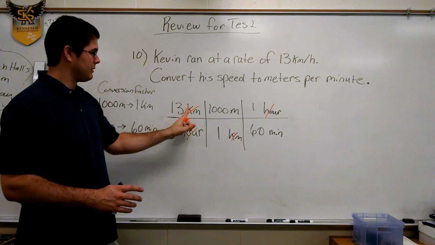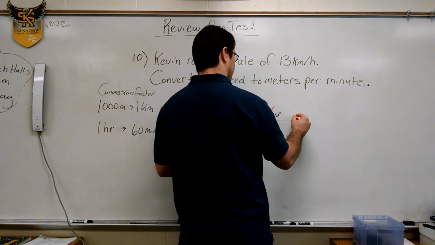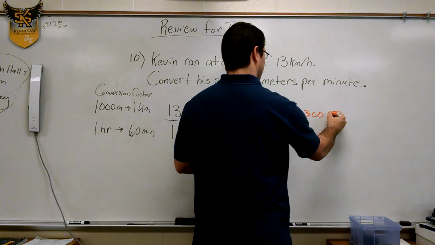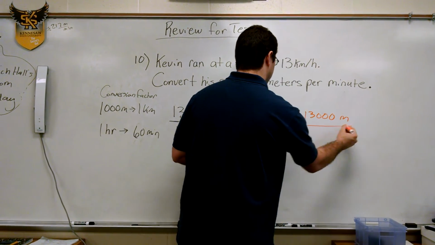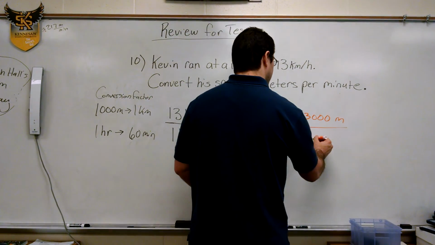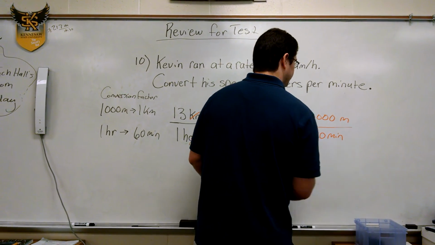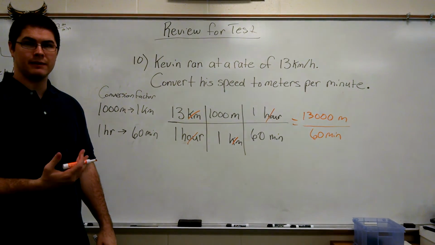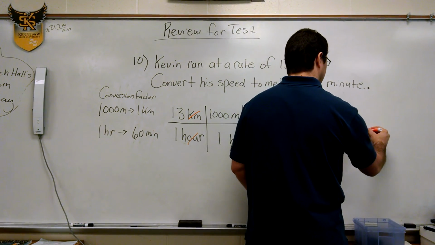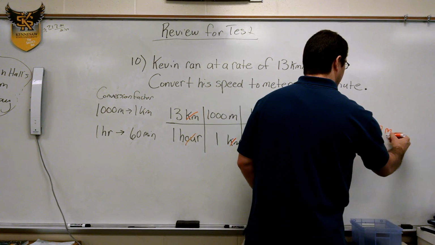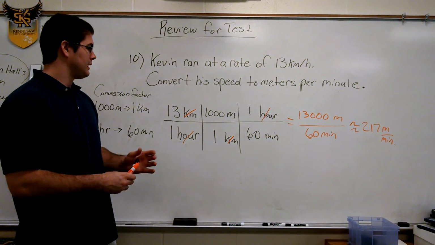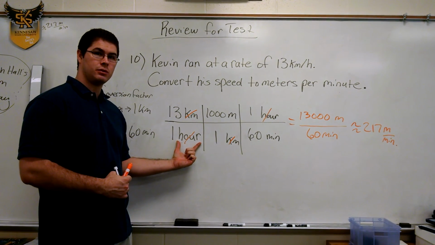If I multiply the top, 13 times 1,000 gives me 13,000 meters. And if I multiply everything out on the bottom, 1 times 1 times 60 gives me 60 minutes. And if you actually divide that out, 13,000 divided by 60 is approximately 217 meters per minute.